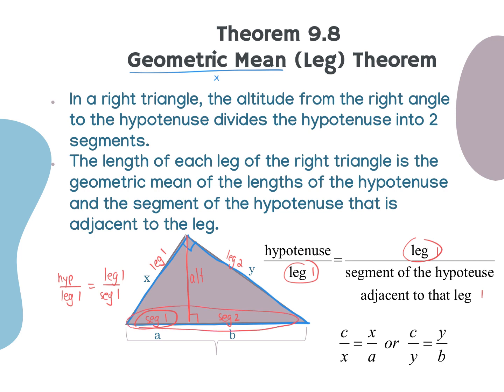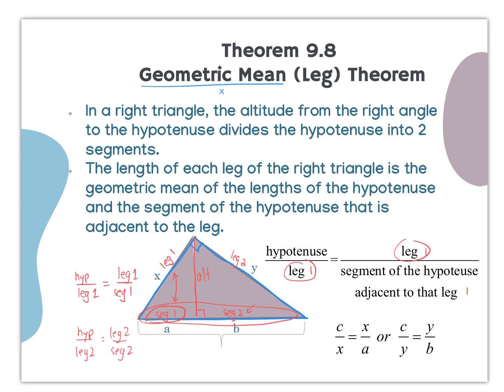So if I'm working with leg 1, I'm focusing on segment 1 that's on the same side. Notice these are all parts of the same triangle. So for the other one, let's say leg 2, it would be the hypotenuse over leg 2 equals leg 2 over segment 2, which would be this piece. And so that's kind of how we would do it.